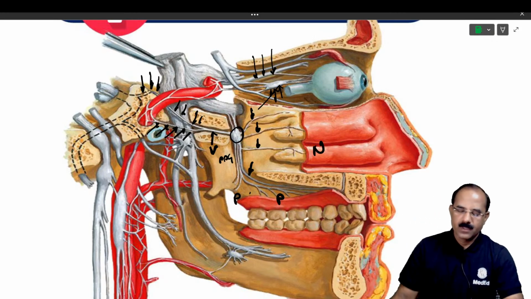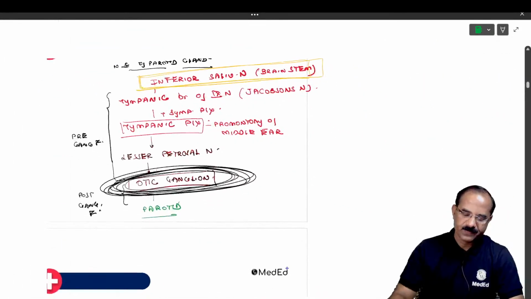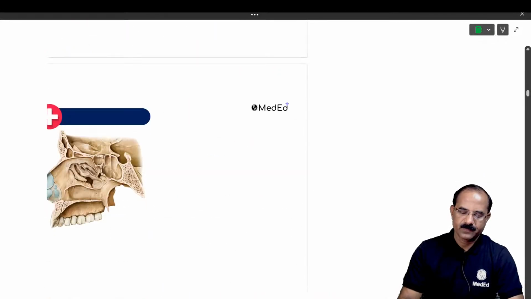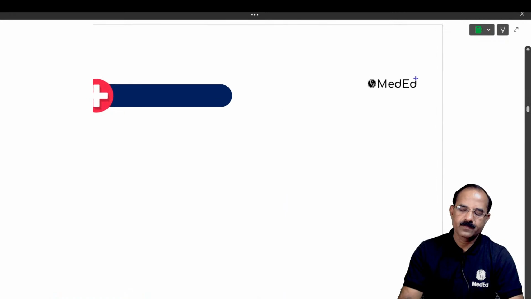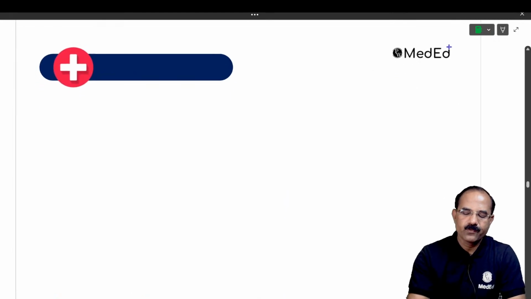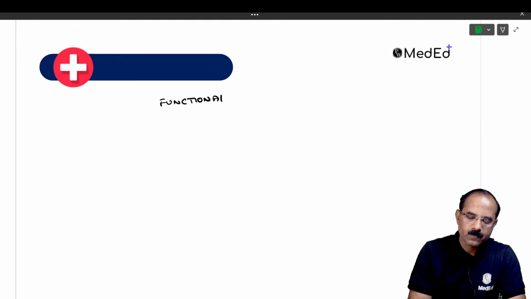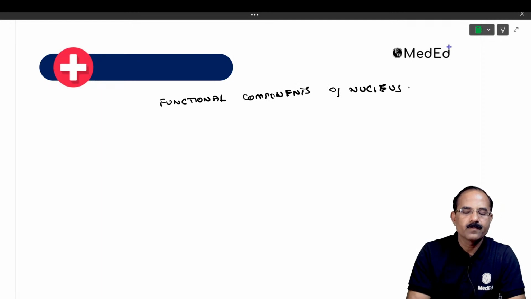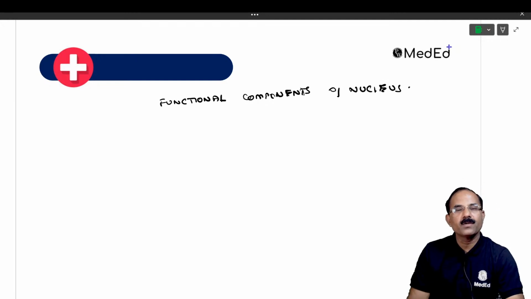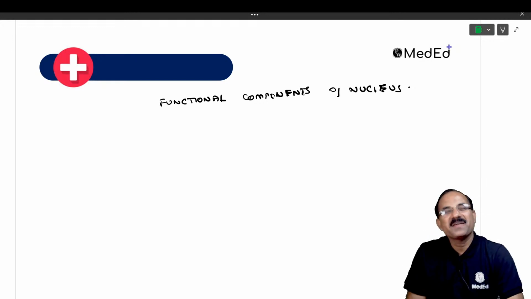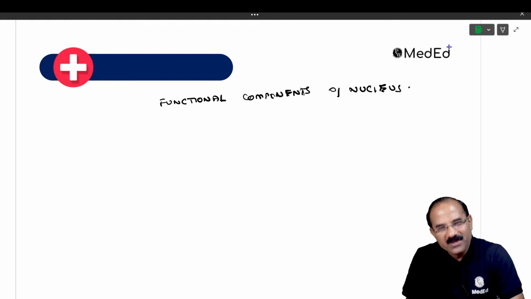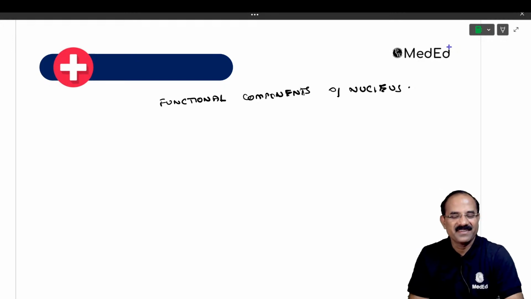Yes, this is a difficult topic. I'll tell you the functional components of the nucleus. Functional component. But you will understand the diagram only if you know the theory, okay?